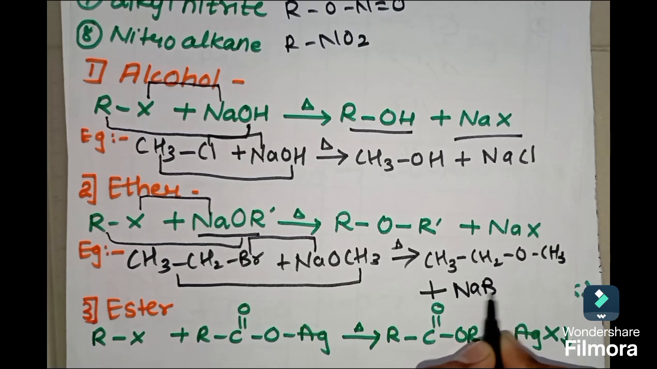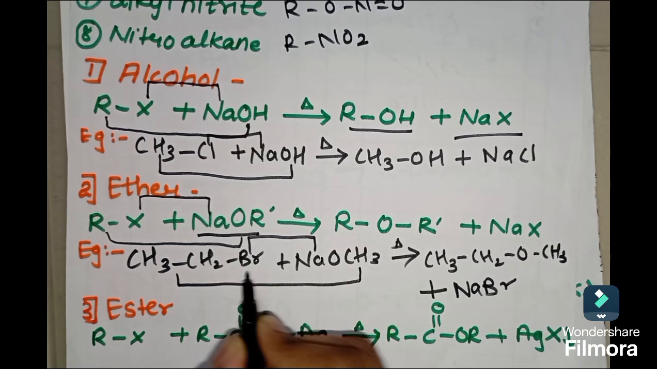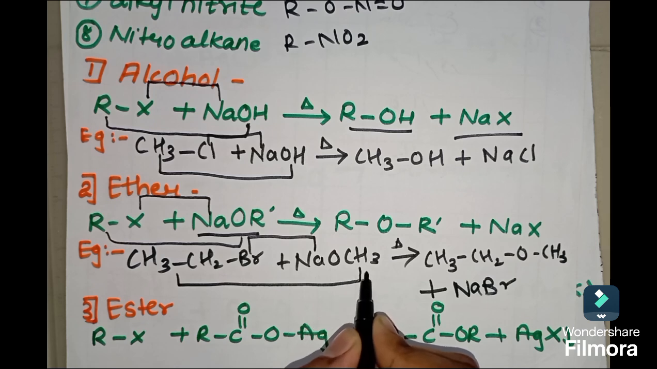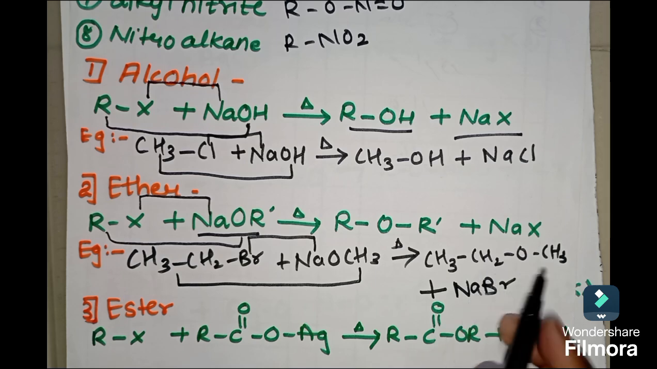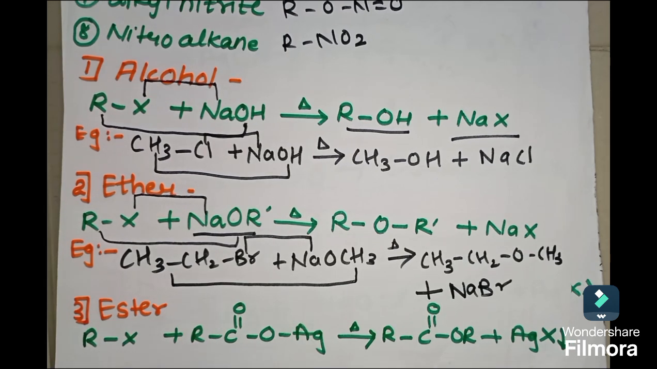So what will be your statement? When ethyl bromide is heated with sodium methoxide, we get ethyl methyl ether as a product and sodium bromide as a byproduct. So this was the formation of ether.